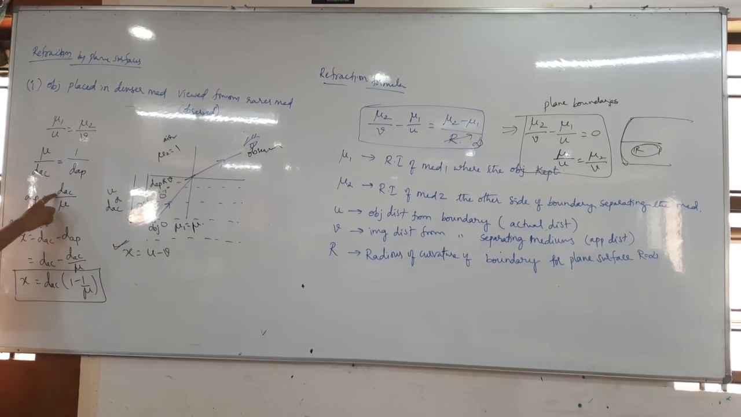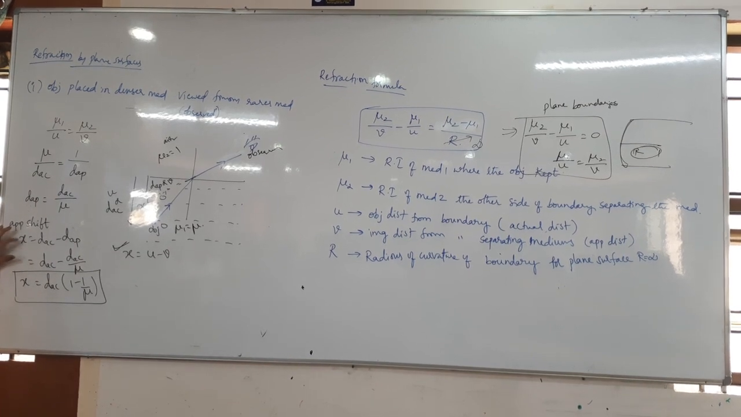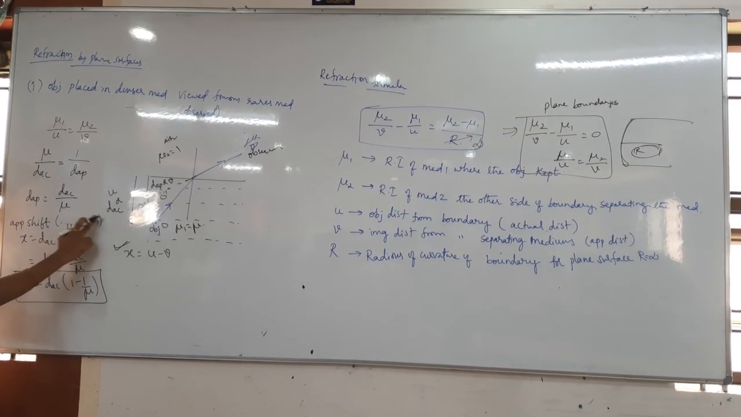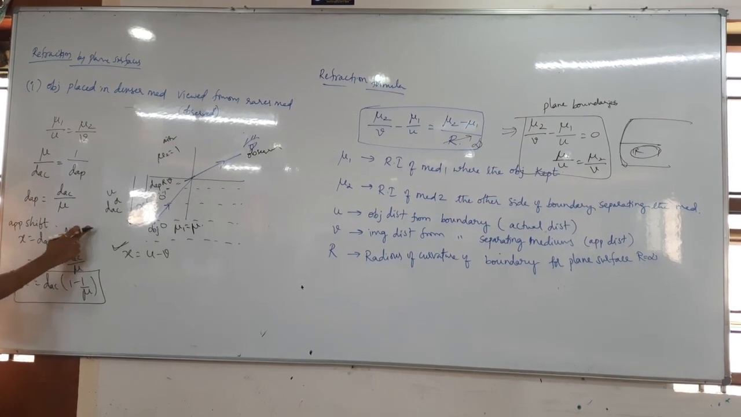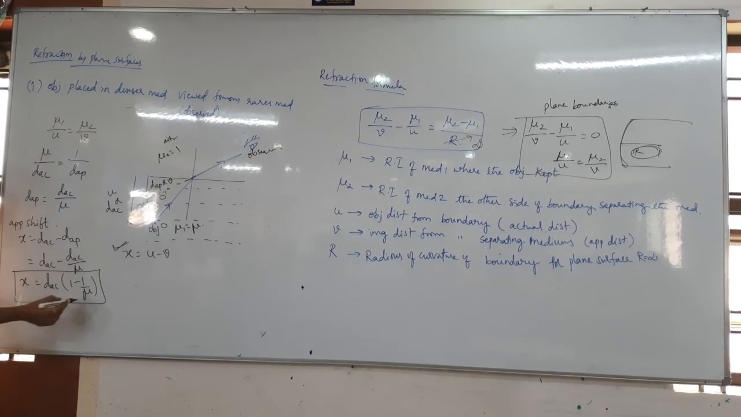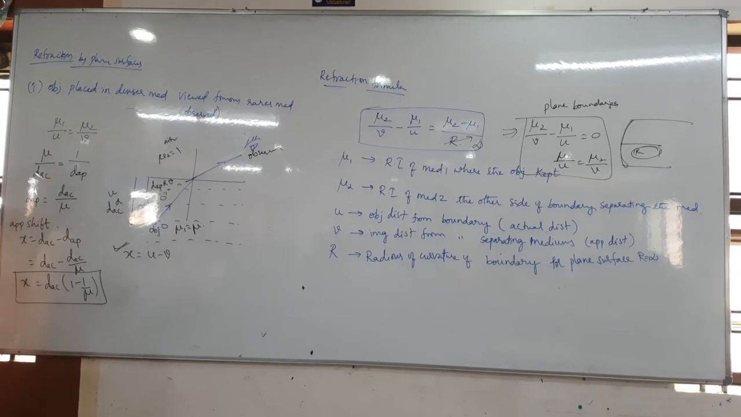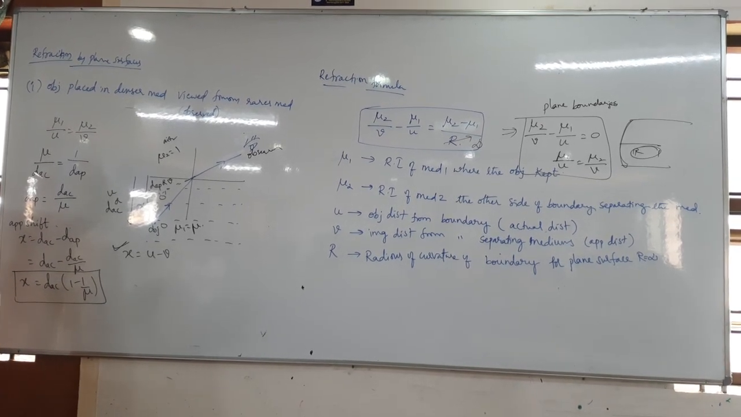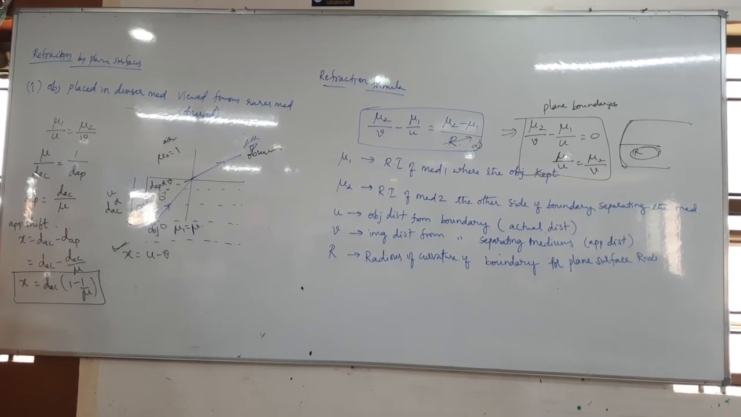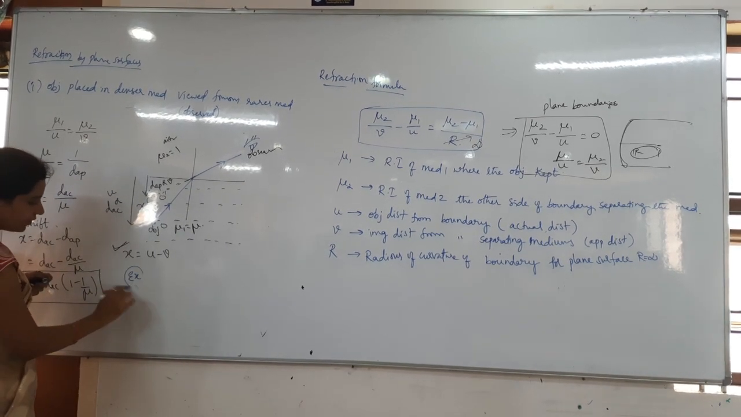From that, D apparent is equal to D actual by mu. Then apparent shift, or otherwise apparent depth. Apparent depth is this one, no? No, apparent shift only, that is the shift. So shift x is equal to actual depth minus apparent depth, so D actual into 1 minus 1 by mu. This is the formula. Here mu is the refractive index of which medium? The denser medium where the object is placed. Correct? Yes. This is the example; write the example also directly from the formulas.